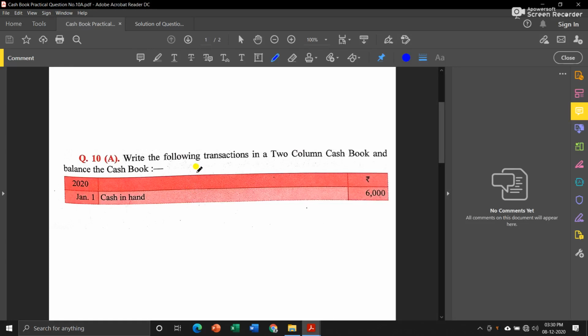Hello everyone, in this session we will be discussing question number 10A of your cash book. Now let us see the question first. They told us to prepare a 1-2 column cash book with cash and bank balance.